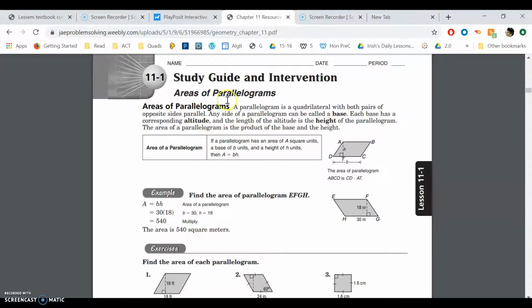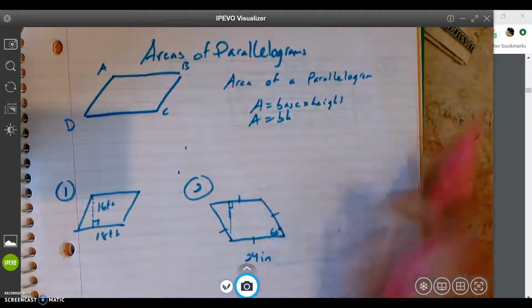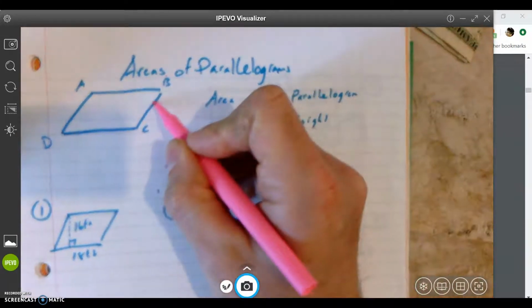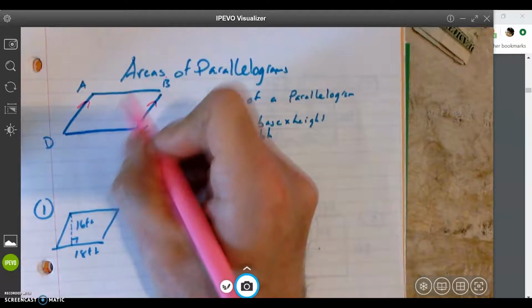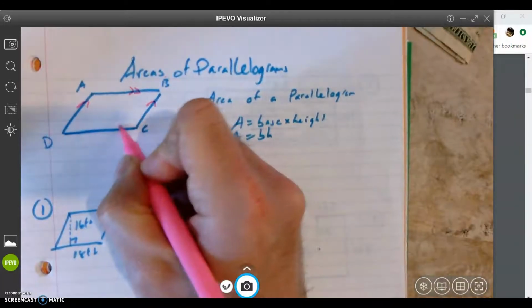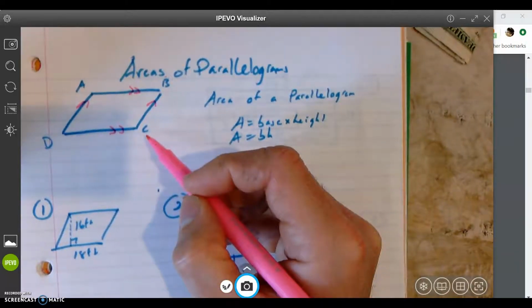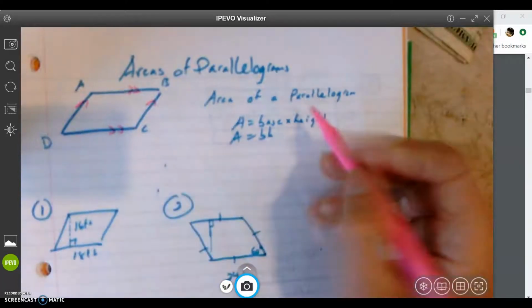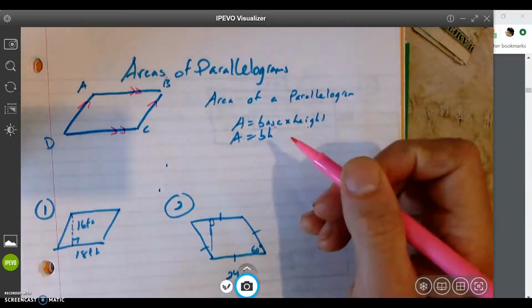All right, cool. So what does this mean? Let's go to our notes. Areas of parallelograms is our title for today. Basically the area of any parallelogram, which means the opposite sides are parallel. So BC is parallel to AD, and then AB, 2 marks here because it's a different set of parallel lines. AB is parallel to DC. So if you have a parallelogram like this, then the area is always just the base times the height. What are the other parallelograms that you know?